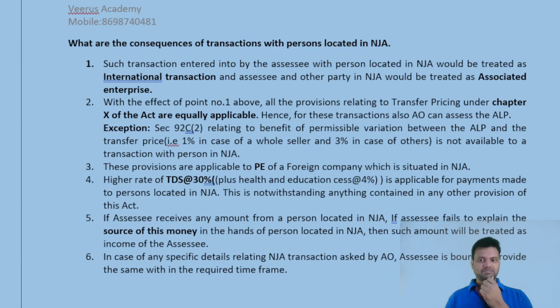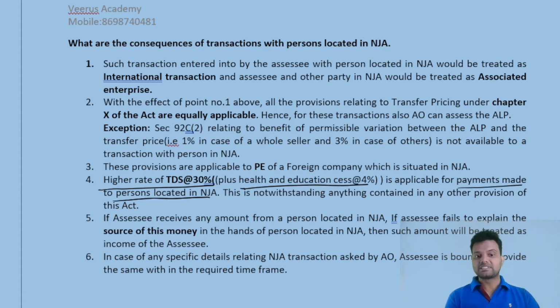Not only this, for example, you take a consultancy or a royalty. For example, you take a royalty from a person situated in the NJA location, and the TDS you need to deduct is, say, 10%. But what this section 94A provision says is, instead of deducting 10%, you deduct a higher rate of 30%. Higher rate of 30% TDS you need to deduct. So if I go and see this point here, a higher rate of TDS of 30% plus health and education cess of 4% is applicable for payments made to persons located in NJA.